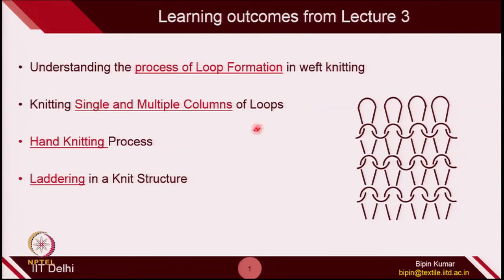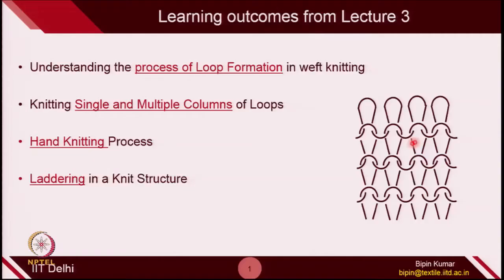After understanding these 2, we will jump to the hand knitting process, which is very popular in India. Most households do hand knitting with simple 2 bars. And also we are going to see what happens if any loop inside a fabric structure is missed or breaks, then there exists a case of laddering. So, we will try to understand during fabric formation, if we miss something, what exactly will happen inside a fabric structure.